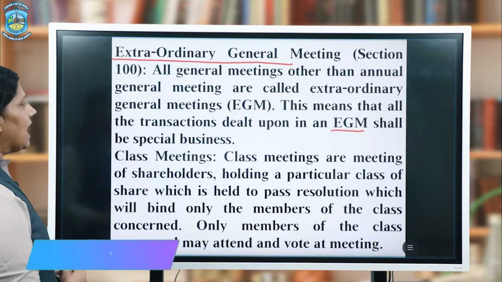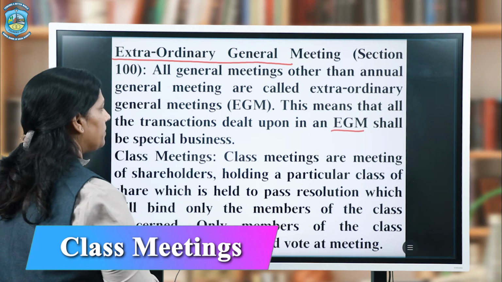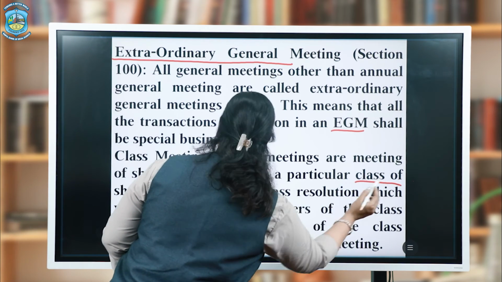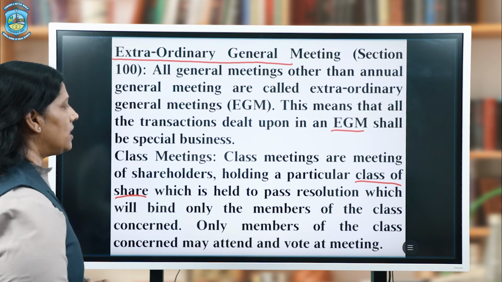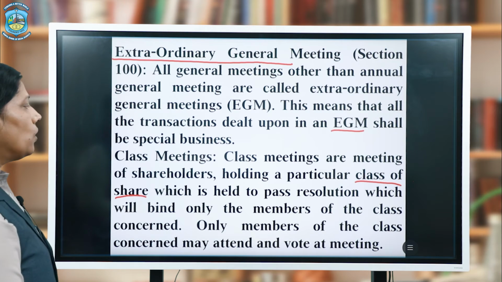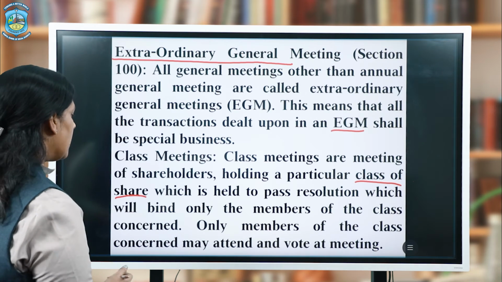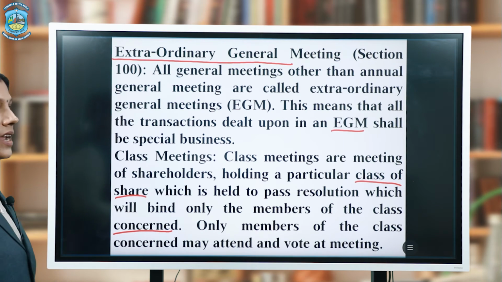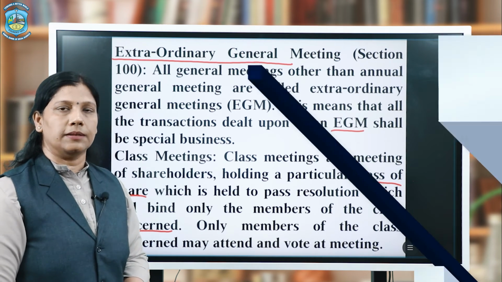Now take a look at class meetings. Class meetings are meetings of shareholders holding a particular class of shares, which are held to pass resolutions which will bind only the members of the class concerned. Only members of the class concerned may attend and vote at this class meeting.